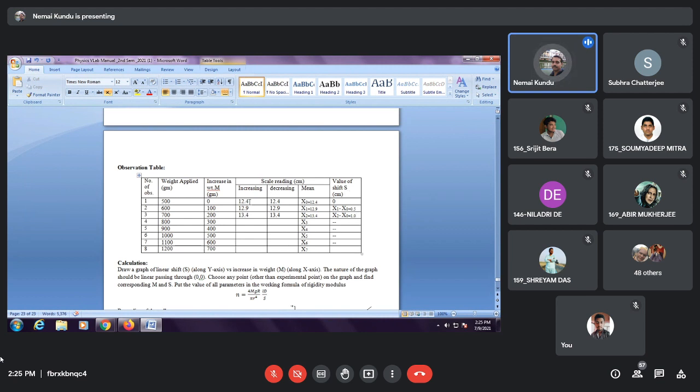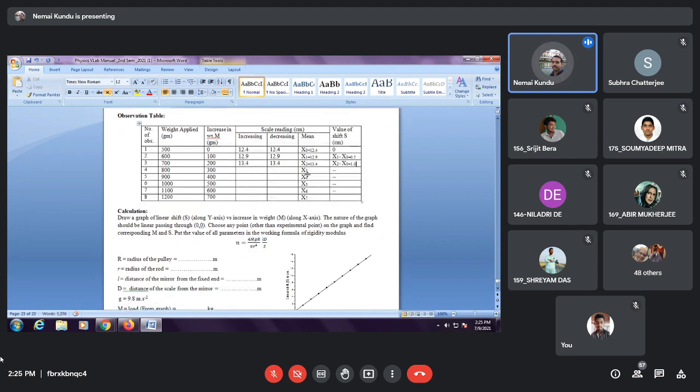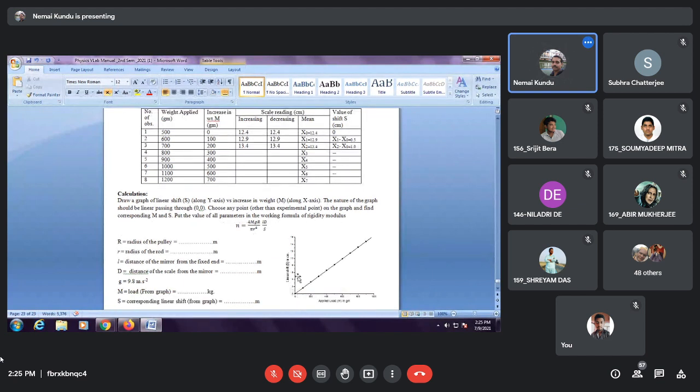You take all the readings along with this table, that is the 8 observations, and then you plot the graph. Along the y-axis is the shift S, in centimeter, and along the x-axis the applied load. Basically the applied load is taken on the x-axis, starting from 0, 100, 200, 300, 400, increasing in weight. We get a similar kind of graph as you got in the previous experiment.